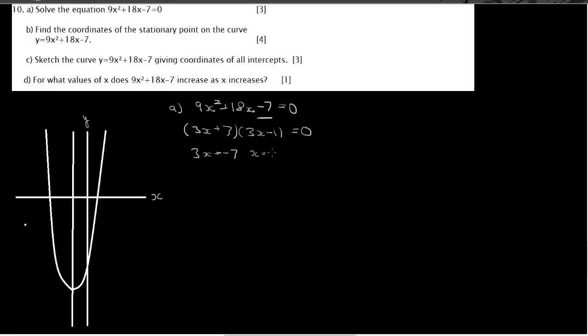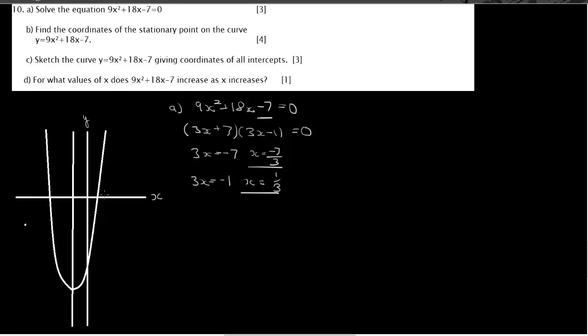So we've got 3x equals minus 7, x equals minus 7 over 3, and 3x equals minus 1, so x equals 1 over 3. So we've solved the equation, and if we're sketching the curve, we can see that the intercepts on the x-axis are at minus 7 over 3 and 1 over 3.